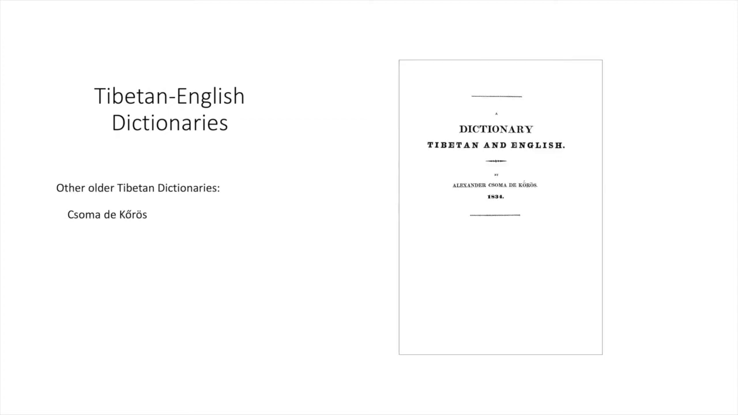Other dictionaries that might be of use from time to time are Alexander Csoma de Kőrös's Tibetan English Dictionary, which contains a large number of common expressions, proper names, and euphemisms from his survey work on the Tibetan canon.